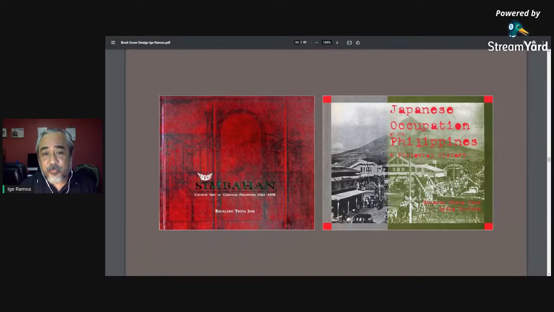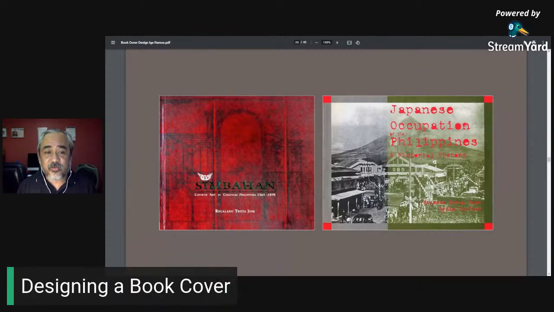Then this Japanese Occupation of the Philippines, a pictorial history, is by Ricardo Trota Jose, the brother of Ricky. And this is one of the first, I think I used InDesign 1 for this particular cover and to lay out the whole book. So you see the difference, no?